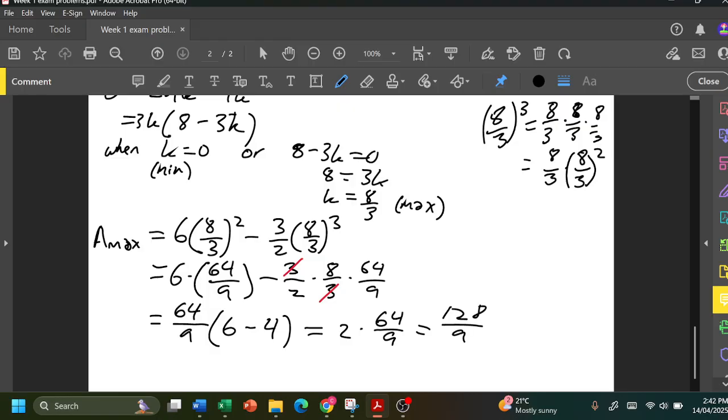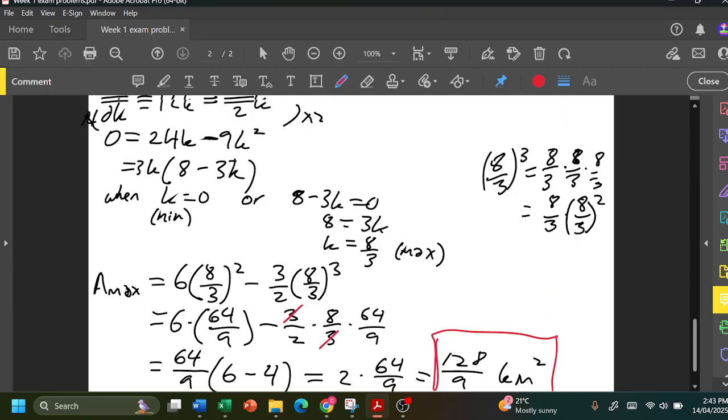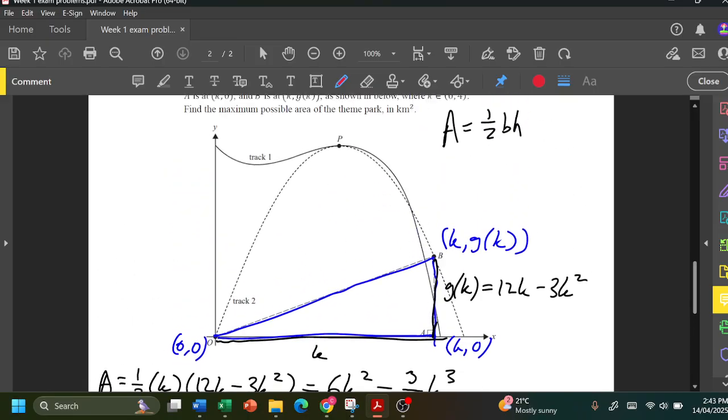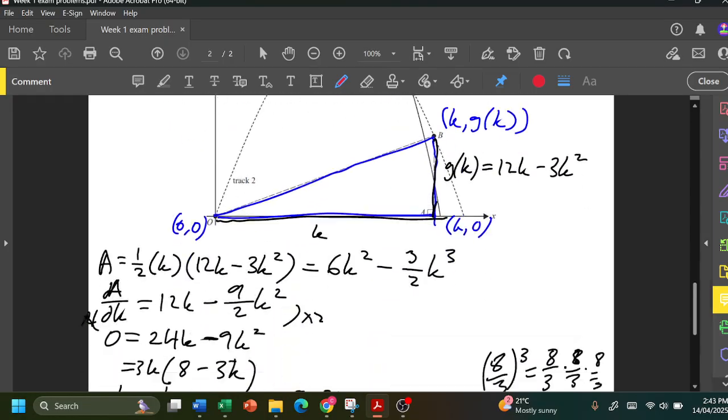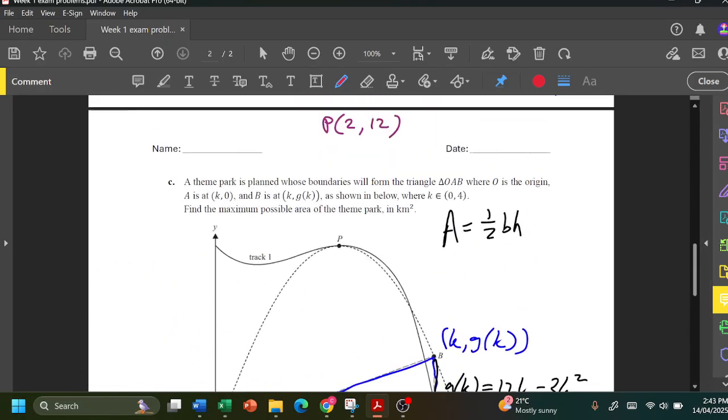And that is our maximum area, so we should include units in our final answer. So that is 128 over 9 kilometers squared, and it's perfectly fine to leave your answer as a fraction, provided that it is written in the simplest possible form. 128 shares no common factors with 9, so you'll just leave your answer like that. Always good to go back at the end just to double check you've answered the question. Yep, so all we had to do here was find the maximum possible area. So we're done. That's the answer.